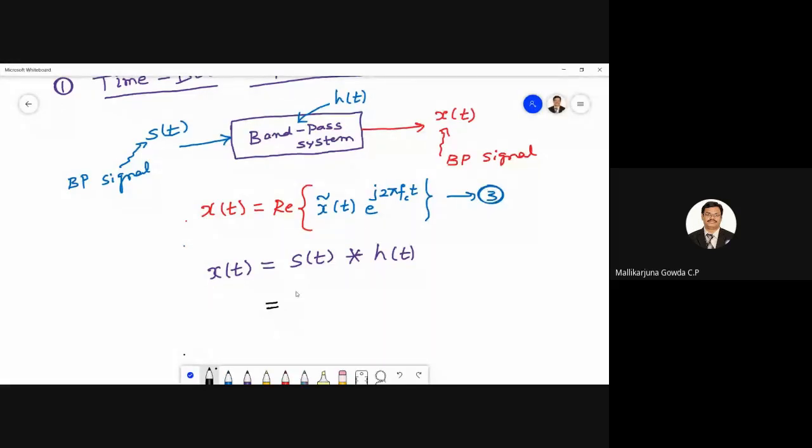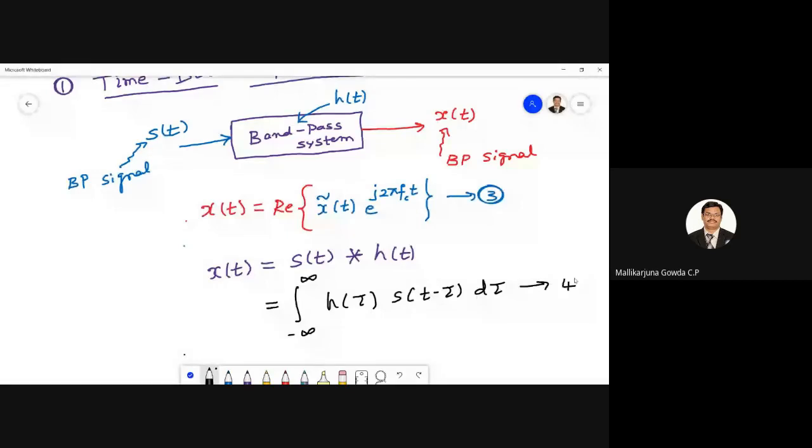So I can write the integral from minus infinity to plus infinity, either s of tau into h of t minus tau d tau, or h of tau into s of t minus tau d tau also. Either the signal or the impulse response can be shifted. You all agree with me? Then I can go ahead. So h of tau into s of t minus tau d tau. I just expressed the above equation in terms of its convolution integral. Let me call this equation 4.